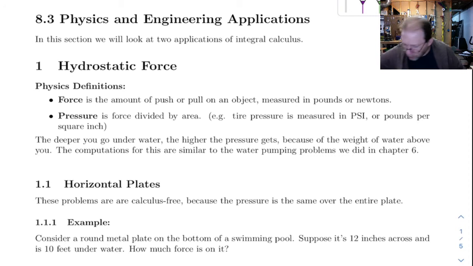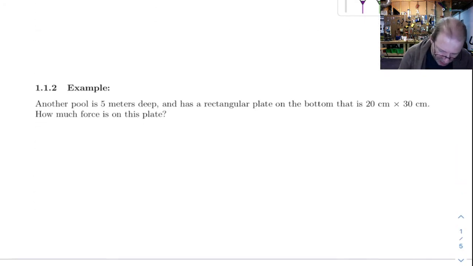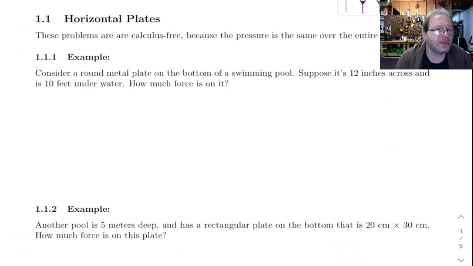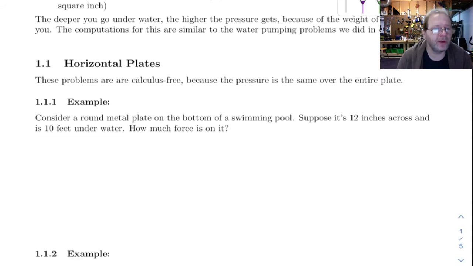Now, the computations that we're going to do here are similar to the ones we did back when we were doing the water pumping stuff. So we're going to split this up into a couple of parts. First, we're going to look at hydrostatic force on things that are horizontal, and then we're going to look at things that are vertical. So the horizontal ones are going to be the easier ones. So let's go ahead and look at that. It says these problems are calculus-free because the pressure over the entire plate is the same. So if you've got this down at a certain depth, really all you have to do to compute the force on it is just figure out what the weight of the column of water is above it.